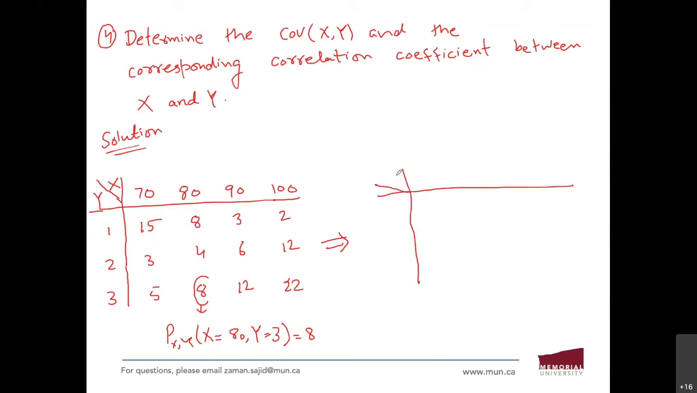Again, this is my x and this is my y value. So at 1, 2 and 3, this is my 70, 80, 90 and 100. So what I'm going to do, I will divide each number here with 100 to get my probabilities. So 15 divided by 100, it is going to give you 0.15. 3 divided by 100, it is going to give you 0.03. 5 divided by 100, it is 0.05.